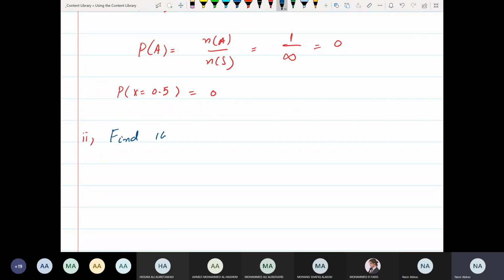Find the mean of x. Let us try and find the mean of x. Muhammad Faris: Yes, doctor, I have a question. If the probability always equals 0... The probability at a point is always 0. At a point. Yes, okay, thank you. In a continuous random variable, the probability at the point is always 0.